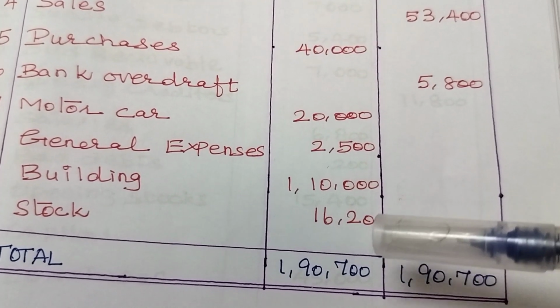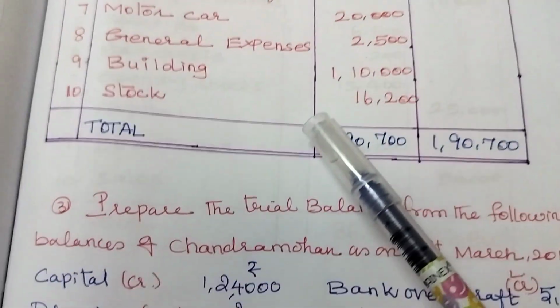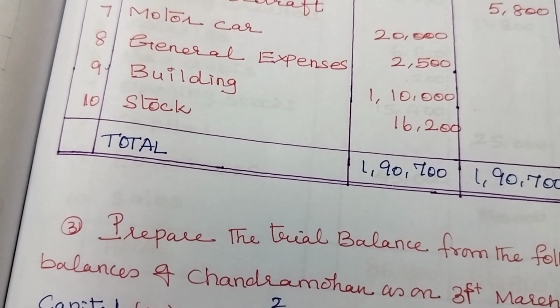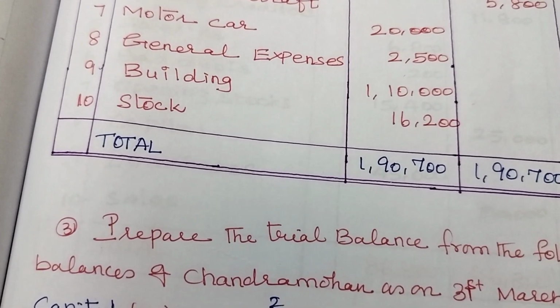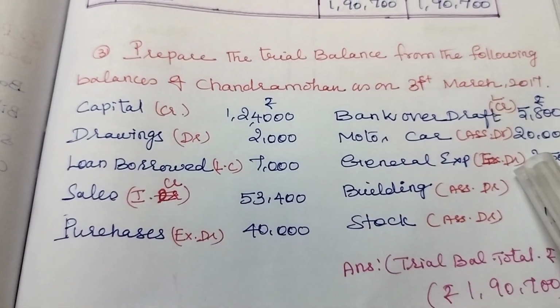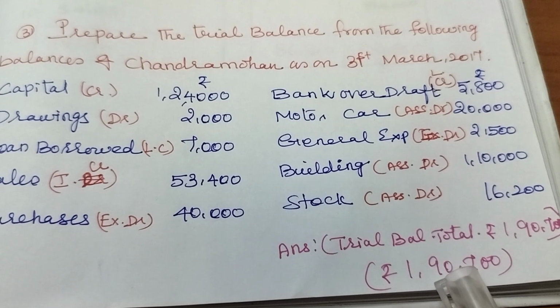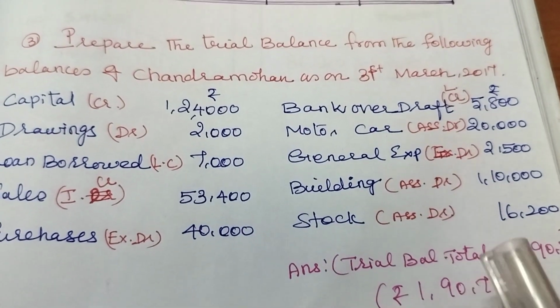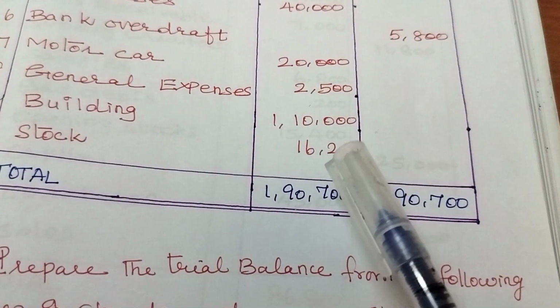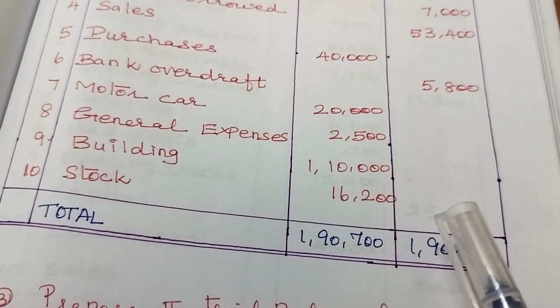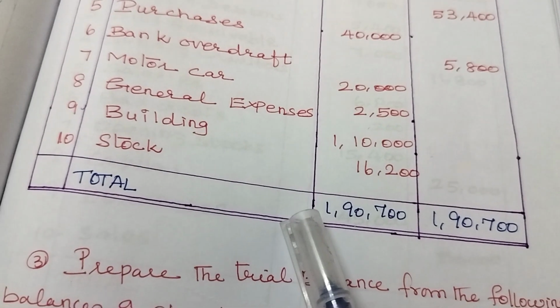We know that the debit balance total and credit balance total will always be equal. The trial balance total, rupees 1,90,700, is given here. So we find 1,90,700 on both the debit and credit balance totals.